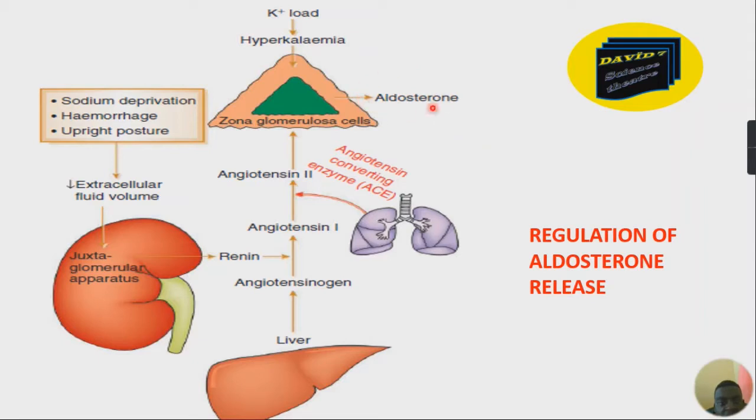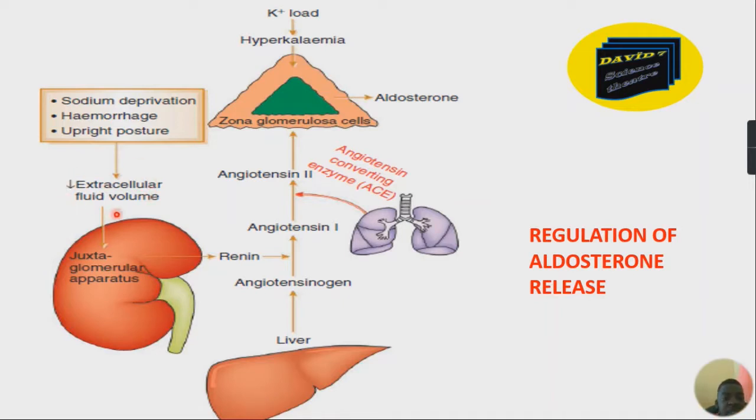Okay, but if you also have deprivation of sodium, for example, sodium can be deprived in hemorrhage, where we shall lose a lot of blood, and water will reduce also, and blood volume will reduce. Upright posture affects the blood volume. It is called threatening the blood volume. It reduces slightly during upright posture. All these factors will decrease extracellular fluid volume, the volume of blood.